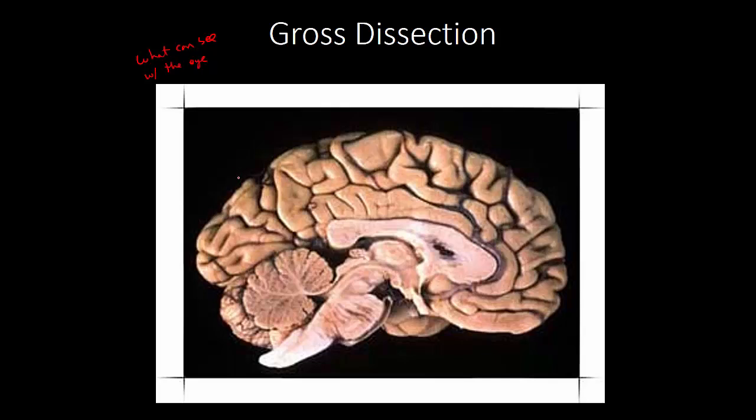This is a mid-sagittal cut of a human brain. There's some stuff I'm going to expect you to know. We have the cerebral cortex. That's all this stuff. You can see here we have peaks. Those are gyri. We have the valleys in between. Those are pronounced sulci. Some people say sulci. We'll go with sulci. Here we have the cerebellum.